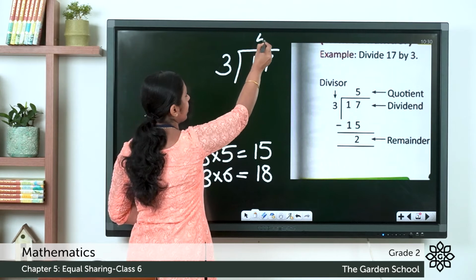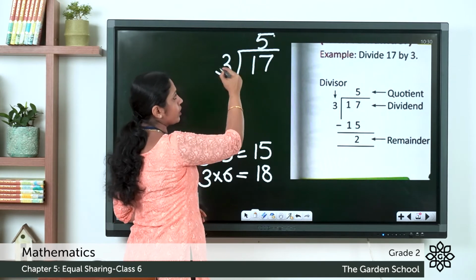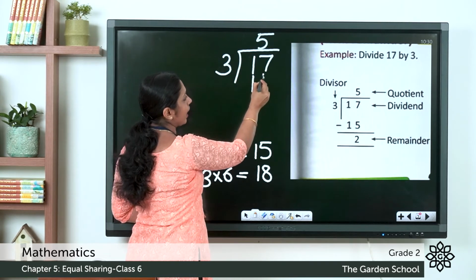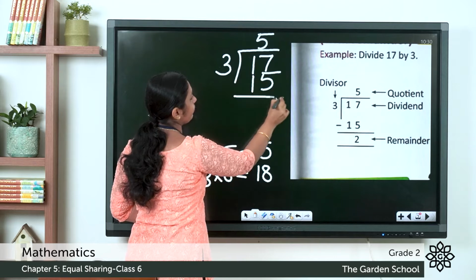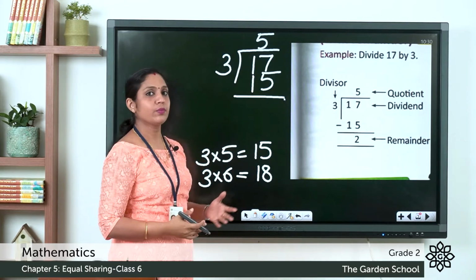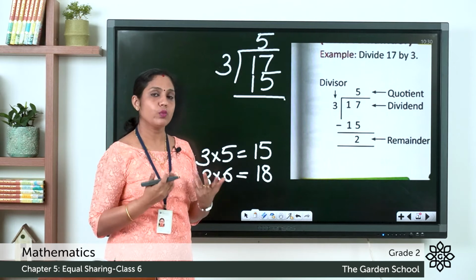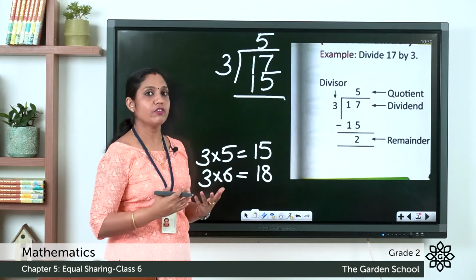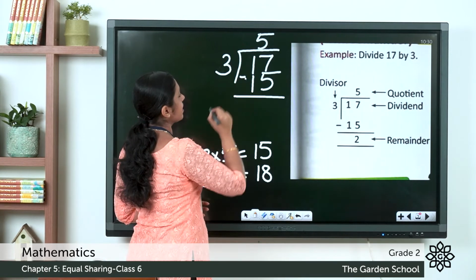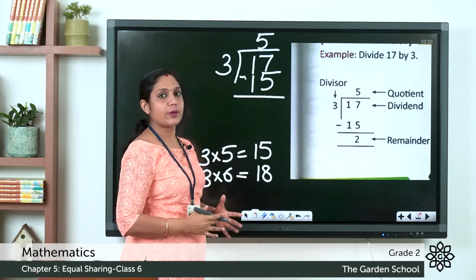So 3 fives are 15. That you should write under 17. And now what is the next step? After drawing a line, we have to subtract. And for subtracting, which symbol should we insert? We have to insert the minus symbol. So now we have to subtract.